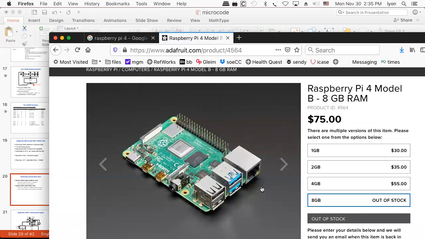And I've always felt like the 8 gigs of RAM would be worth it, but then they charge extra for that. Here it's $75 right now. That's quite a bit higher than the $35. In fact, for $35, you can get a Raspberry Pi 4, but now you've only got 2 gigs of RAM. I'm not sure what I'm supposed to do with a computer with 2 gigs of RAM.